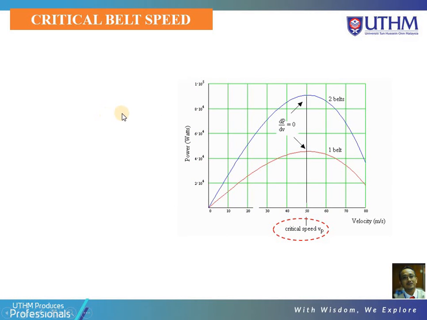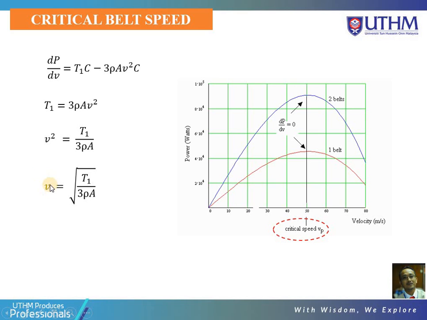Okay, what about the critical belt speed? From the previous equation you just derived, this is actually T1 equal to 3 rho A V squared. So we just simplify the equation until we get the critical belt speed equation. We replace rho A, which is actually representing the m dot. M dot is in kilogram per meter. Okay, this is the critical speed of the belt.